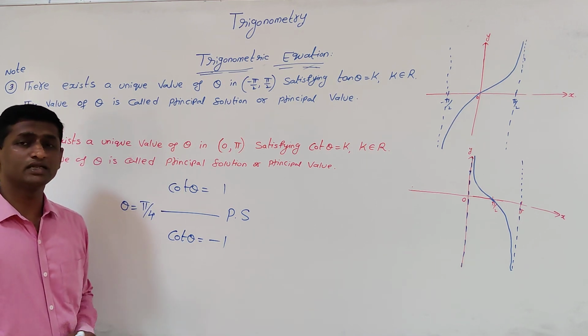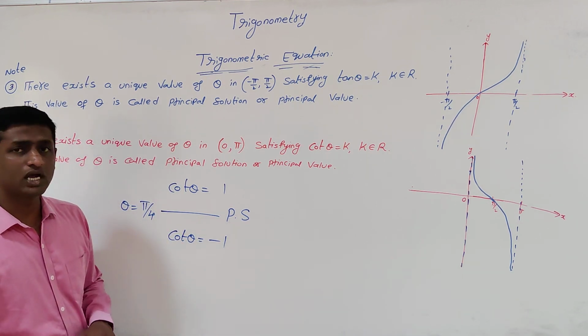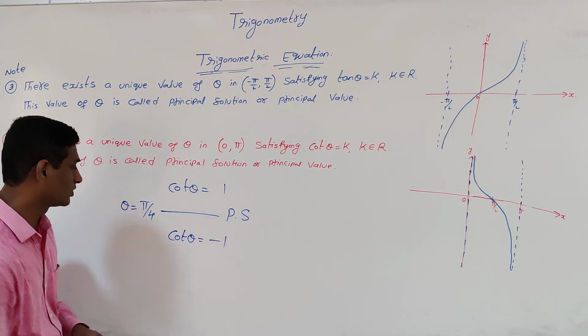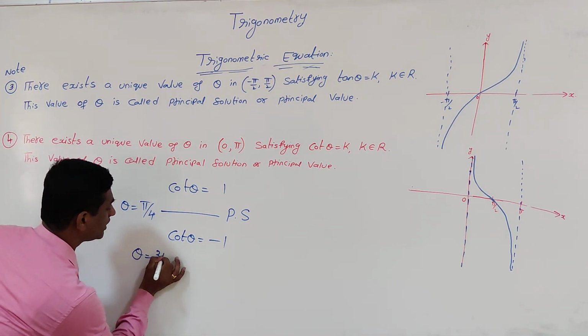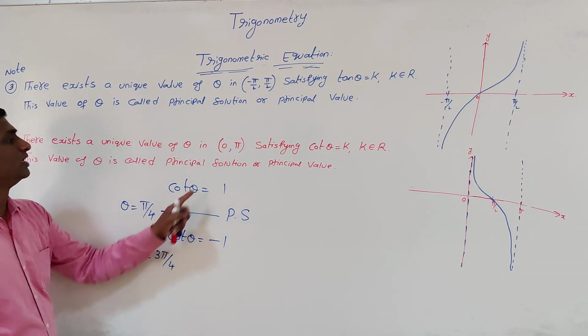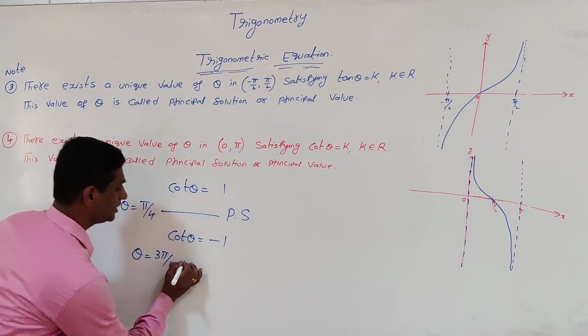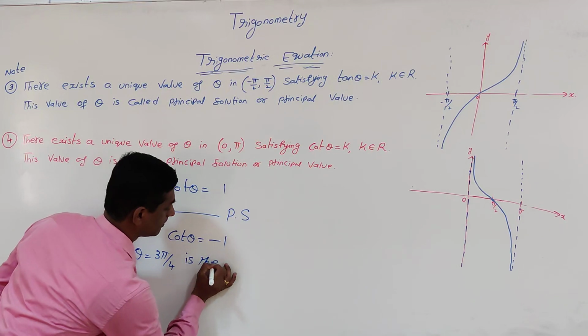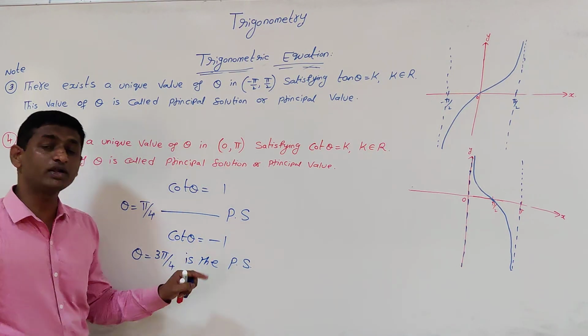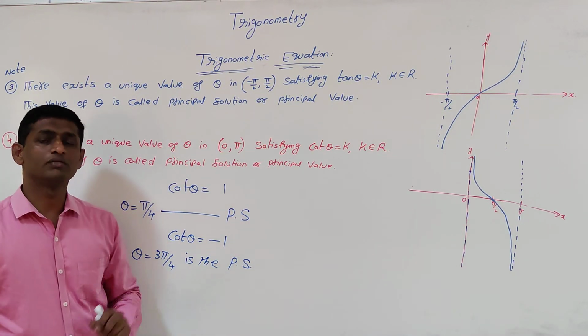So what is the angle? It is pi minus pi by 4, that is 3 pi by 4. So theta is equal to 3 pi by 4, which is an angle that lies between 0 to pi, is the principal solution for the equation cot theta is equal to minus 1.